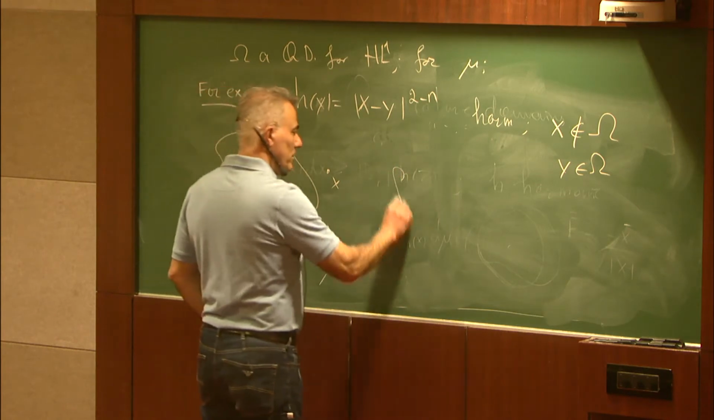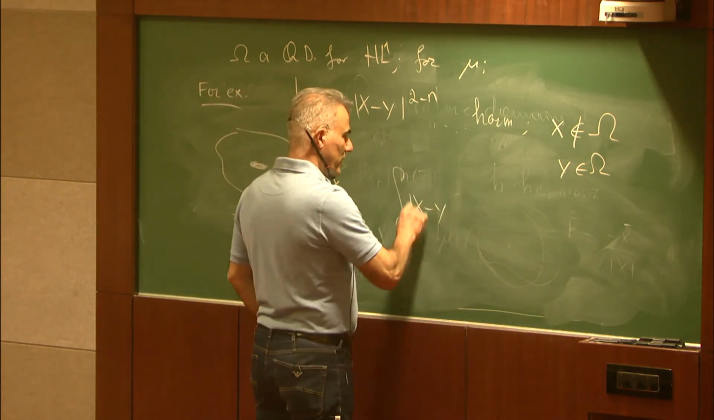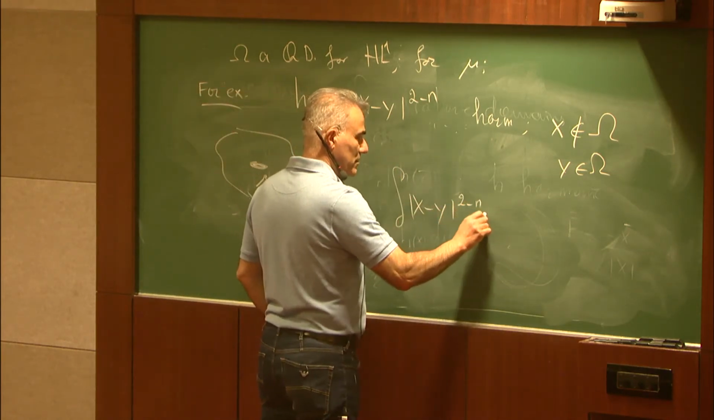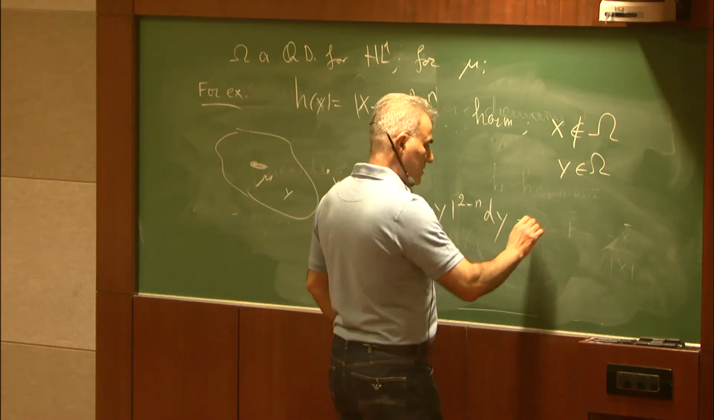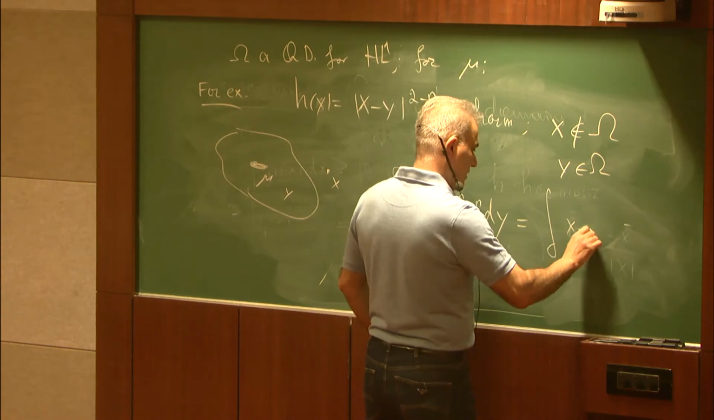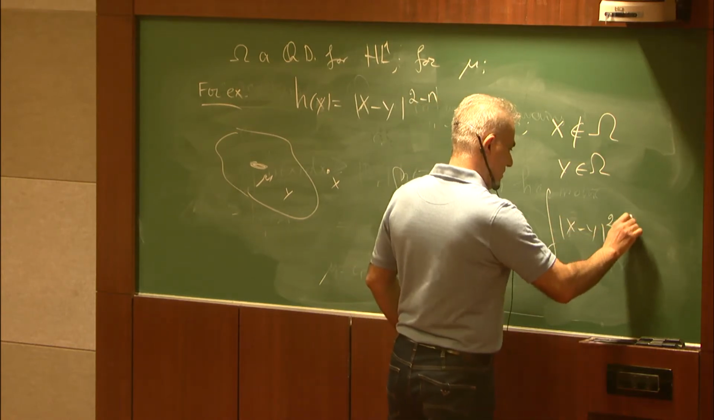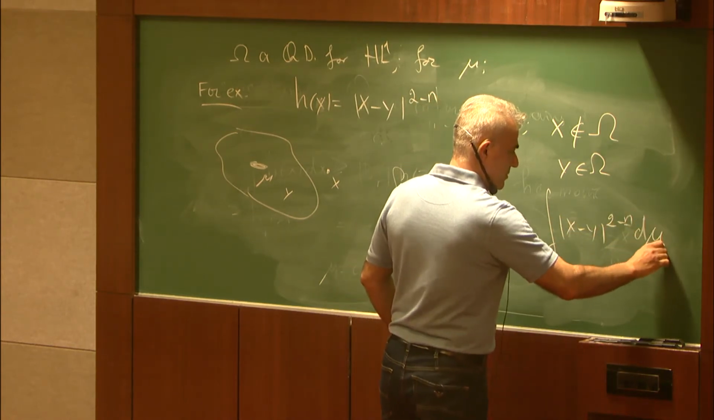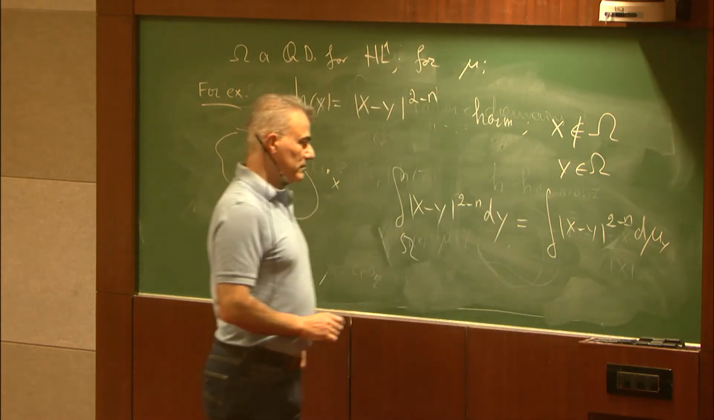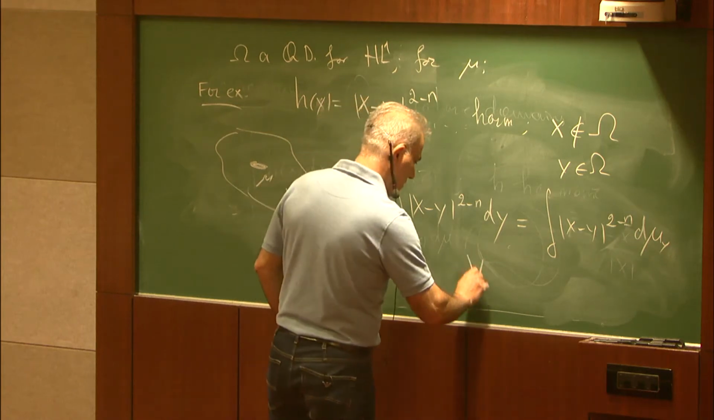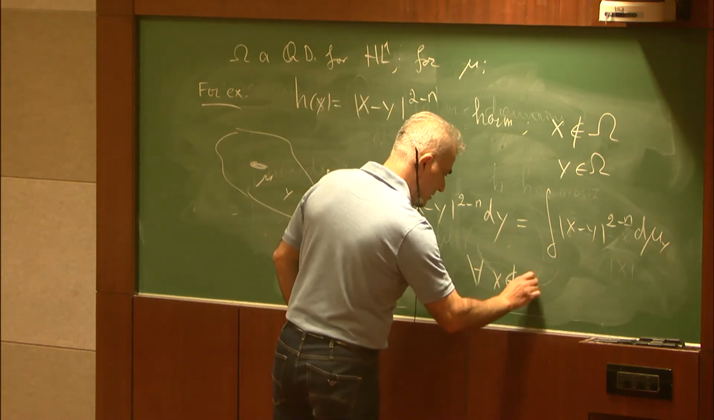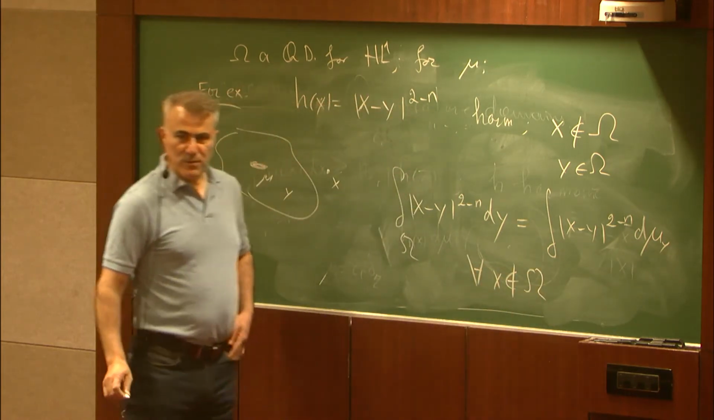So the integral of |x − y|^(2−n) dy over omega equals the integral of |x − y|^(2−n) dμ, the measure, for all points x outside. Points have to stay outside.